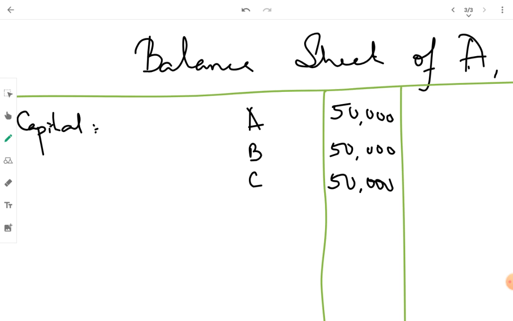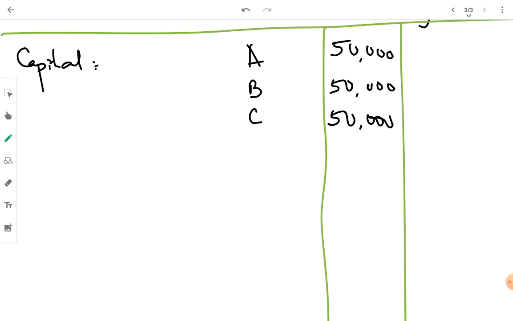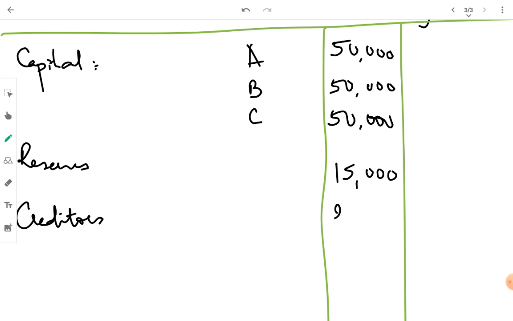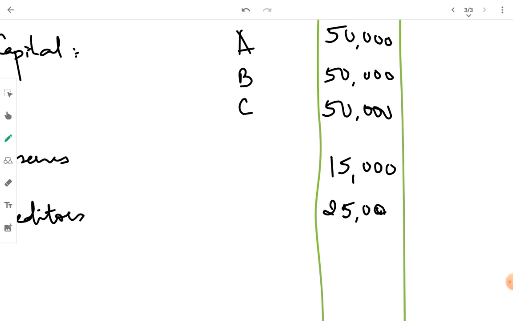Then the next liability we have are your reserves also. So let's record reserves. The old reserve was already written off, 10,000 rupees. We're going to now record your new reserve given, rupees 15,000. And I'm also recording creditors, which is in your original balance sheet, and no changes were made to creditors, so rupees 25,000. Okay, this is my liability side.